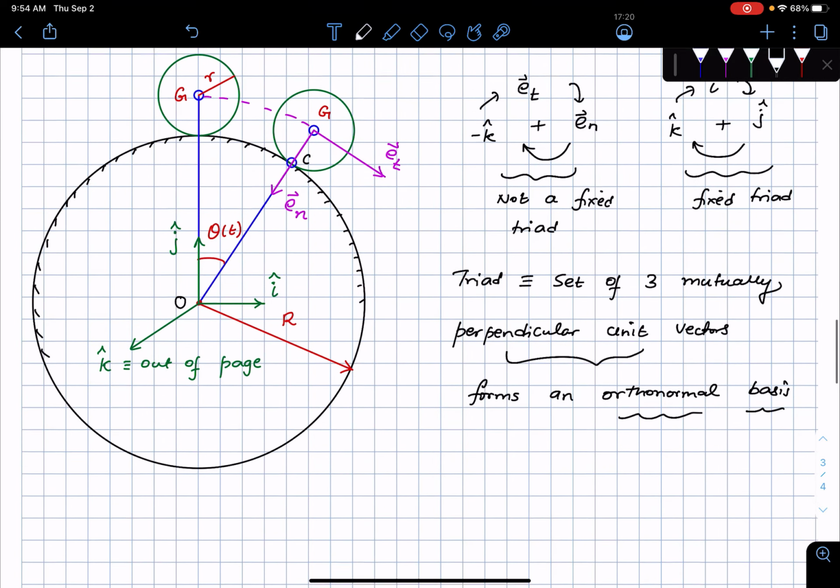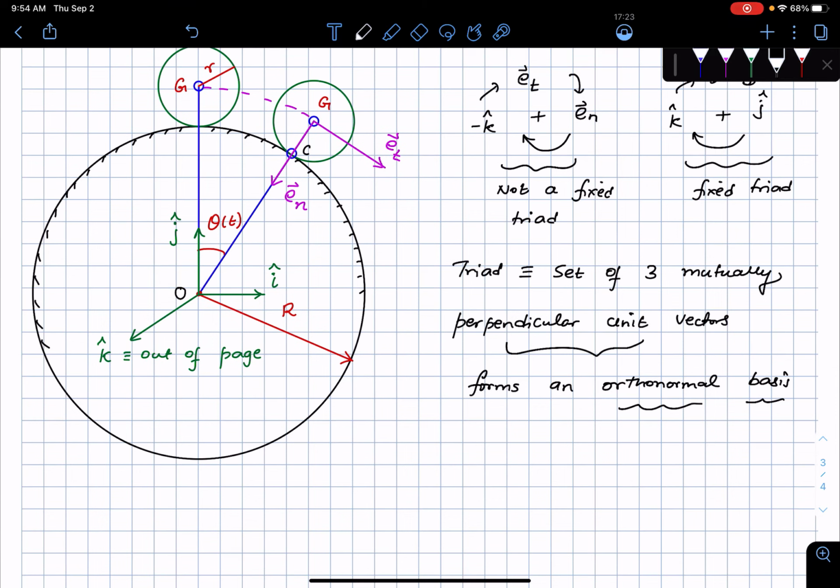Now I'm going to start writing out the velocity of the point G relative to the point O. Because the disk is traveling along a circular path, the velocity of point G relative to the point O is going to be in the tangential direction. And this is going to be the total length from the point O to the point G multiplied by the rate of change of the angle theta.